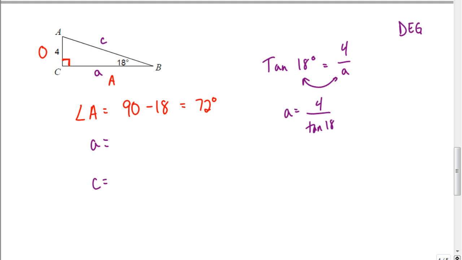So if I take 4 divided by tangent of 18 in my calculator, we're going to get a decimal, and we're going to round that to the nearest tenth, and we're going to get 12.3 as our answer. So that means side A would be 12.3 units.